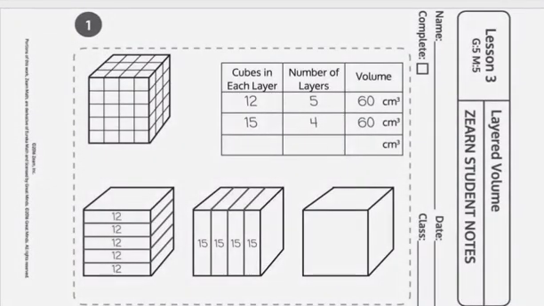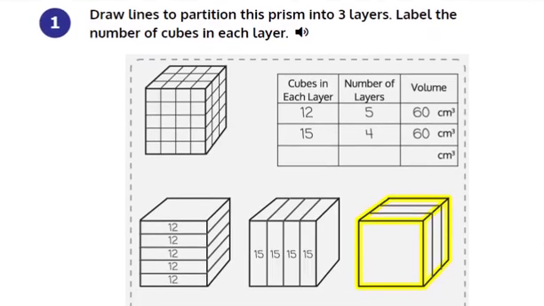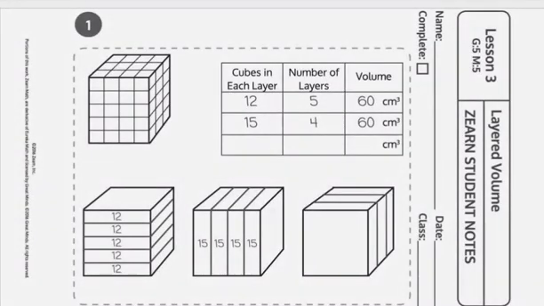One last time. Now, we'll decompose this prism into 3 vertical layers here. We can see 3 vertical layers in this prism, so I'll draw lines to partition this prism into 3 layers like this. Your turn. Draw the lines, then label the number of cubes in each layer here, here, and here. There are 20 cubes in each layer. Now, complete the table to match this prism.